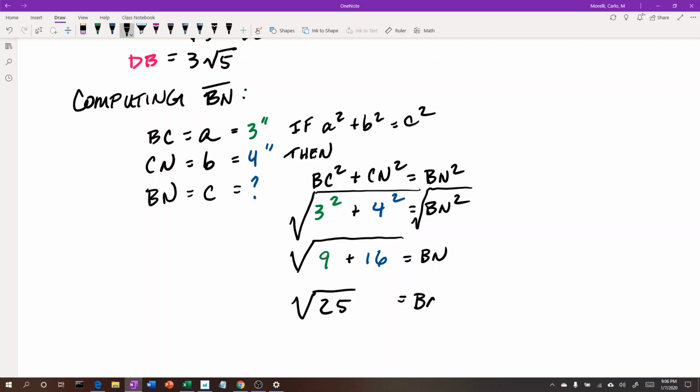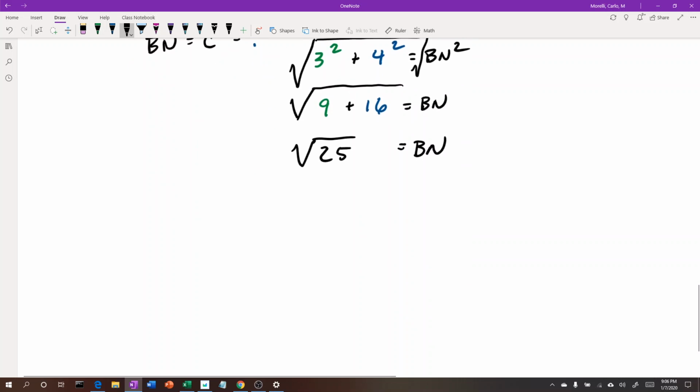Now there's some genius out there that's saying, when we take the square root of a number, don't we get a plus and a minus? Yeah, absolutely. So let me just show it. Remember, the square root of 25 is 5, right? That's actually going to be plus or minus 5, equals Bn. But here's the deal.